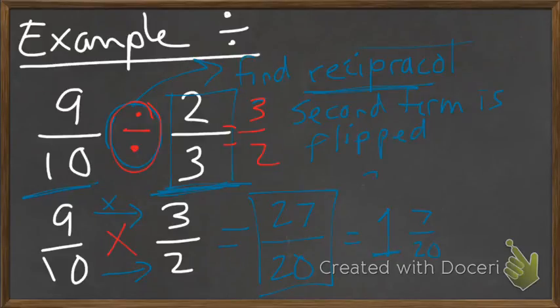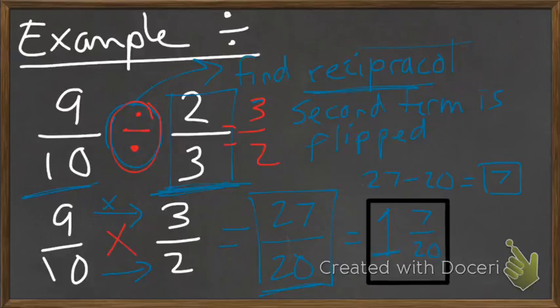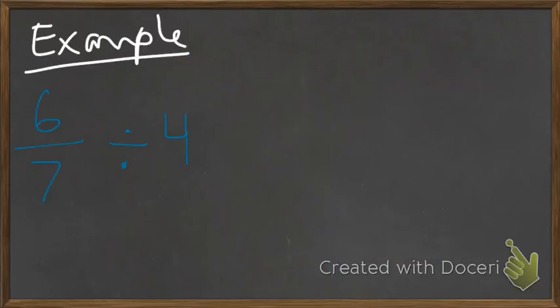And the way that works is, take 27 pieces and subtract 1 whole, which we're saying is 20, and we end up with 7 as a remainder. So our answer is 1 and 7/20.